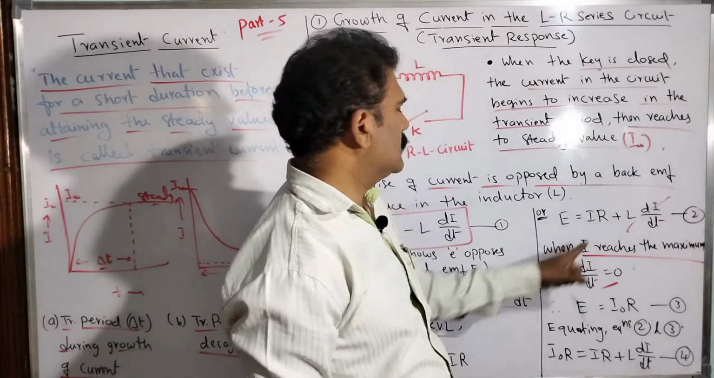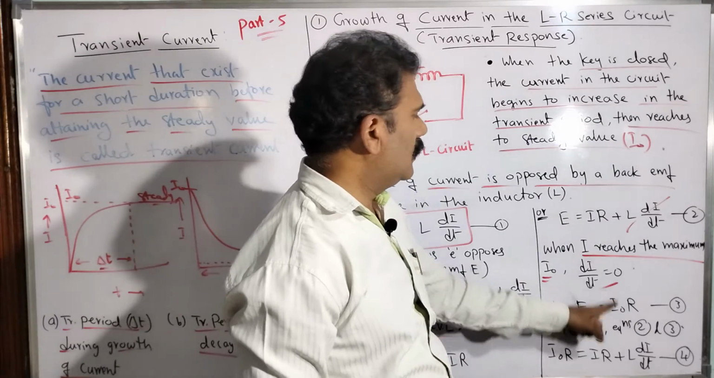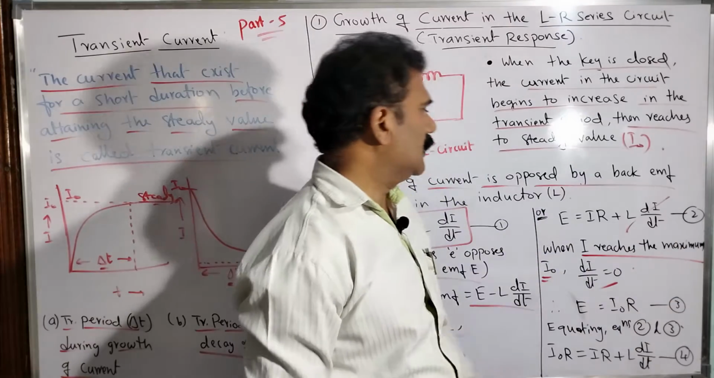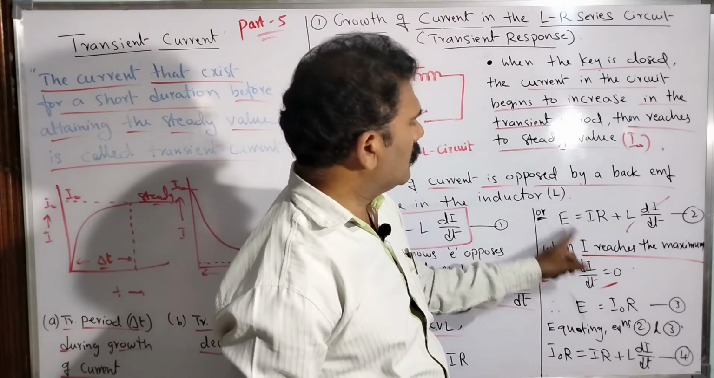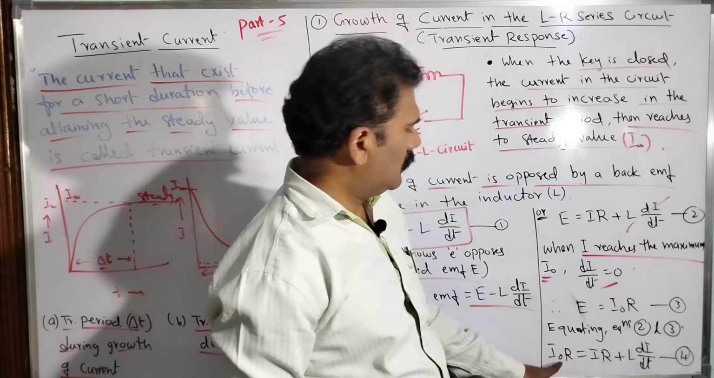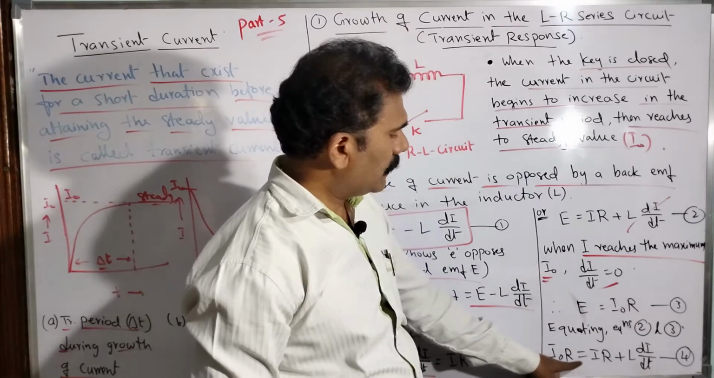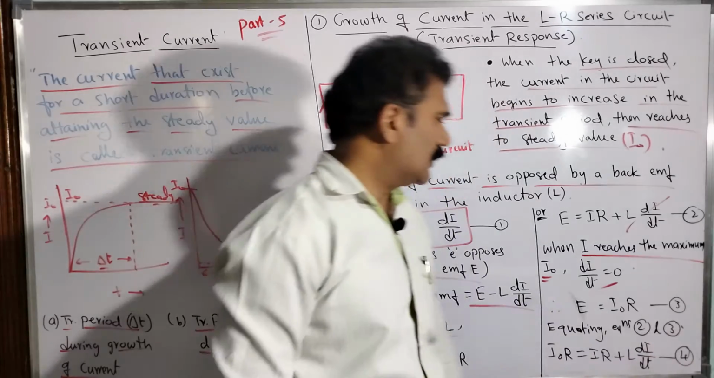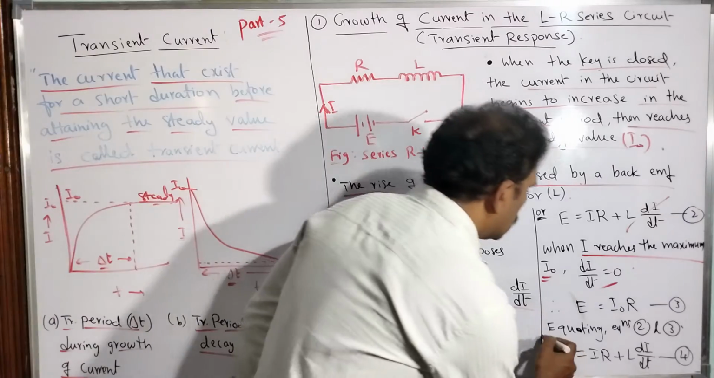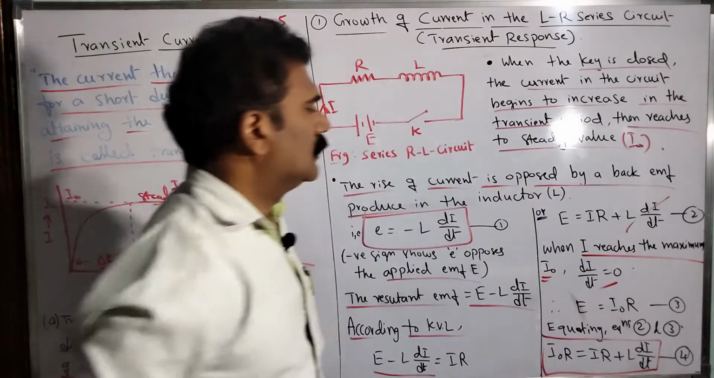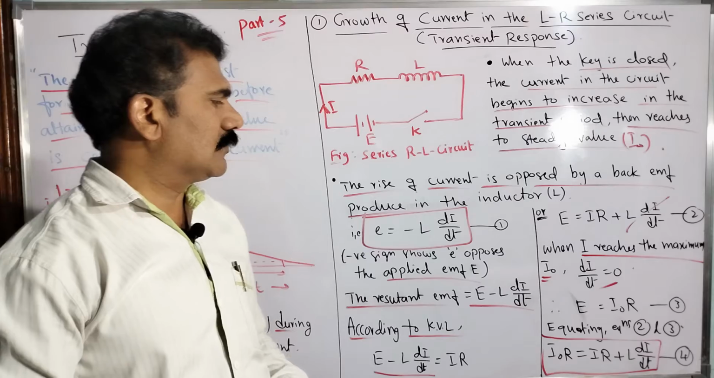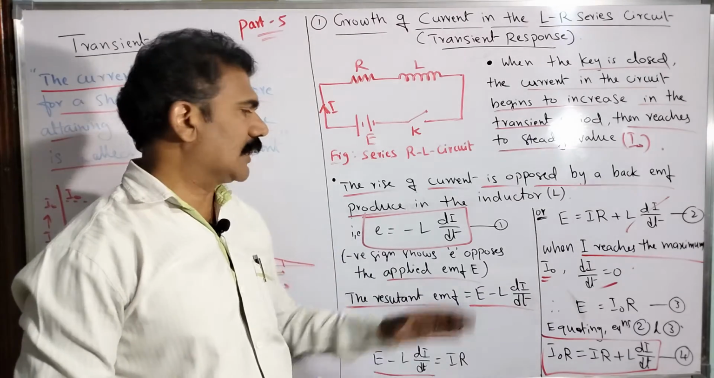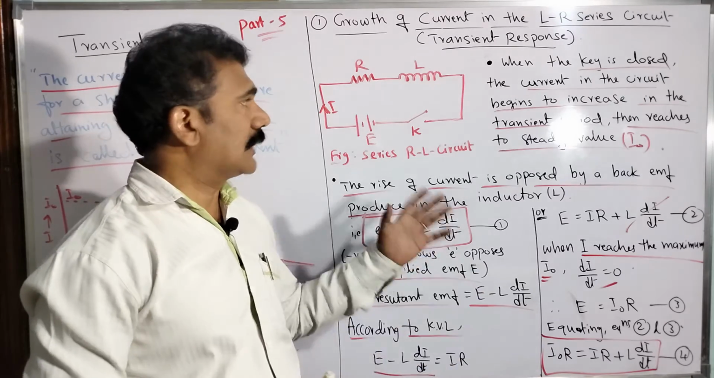Where I is now taken as the maximum I naught, so you can write E is equal to I naught into R. Correct? Now compare these two equations, 2 and 3. In place of E, you can write I naught into R. So the left hand side is now I naught into R is equal to IR plus L into di by dt. That is equation 4. Write down up to this equation 4 now. Then you will proceed to simplify the equation to get the relation between I and t, the variation of current with respect to time during the transient period.